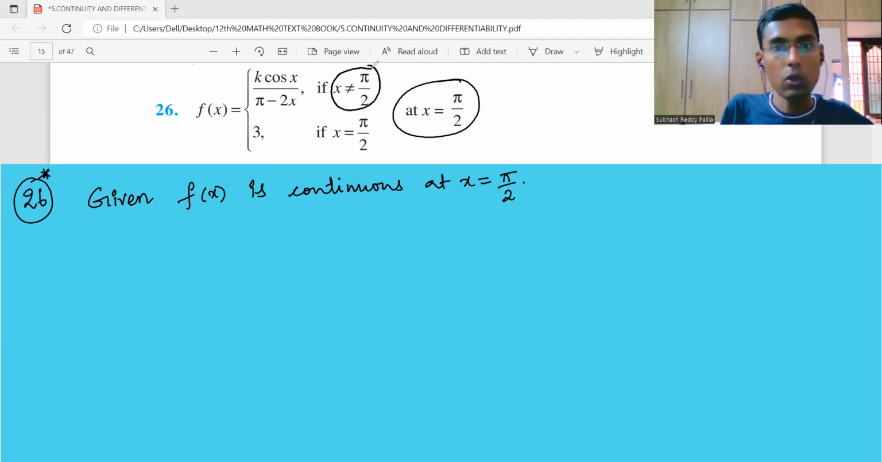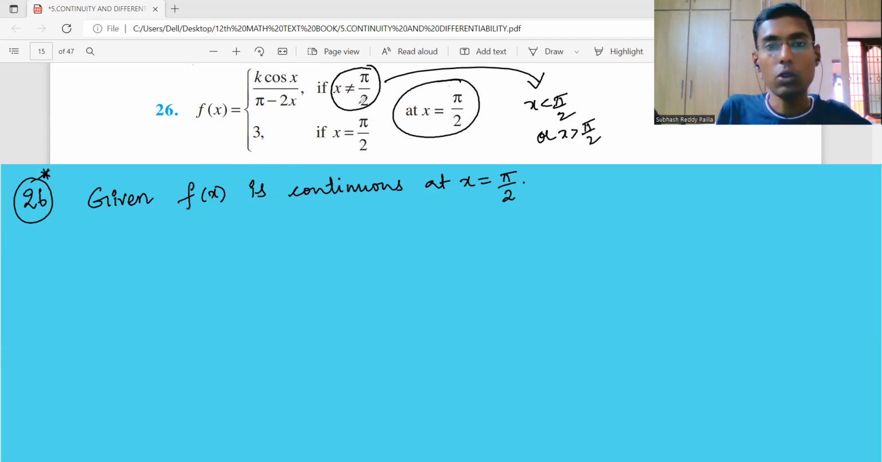When x is not equal to pi by 2, that means what? When x is less than pi by 2 or x is greater than pi by 2. X is not equal to pi by 2, meaning x is less than pi by 2 or x is greater than pi by 2. Okay, that's the meaning. If it is not equal, then it must be either greater or lesser.